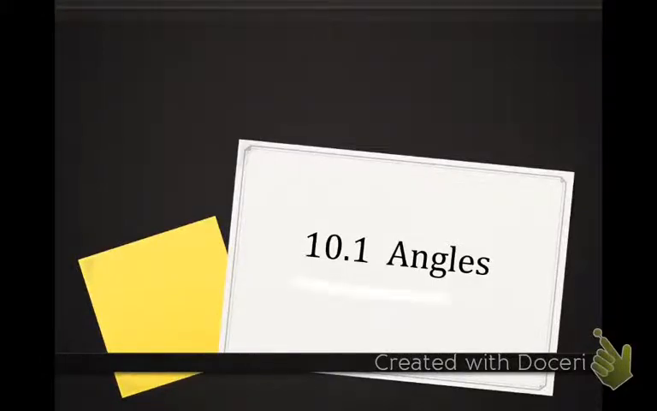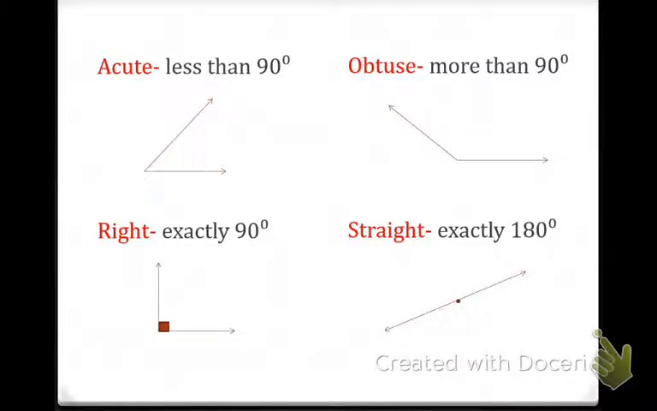Today we are going to talk about 10.1 angles. I'm going to talk to you about the different kinds of angles. Basically, the first one is acute. Tell me what acute means. Less than 90 degrees, okay?